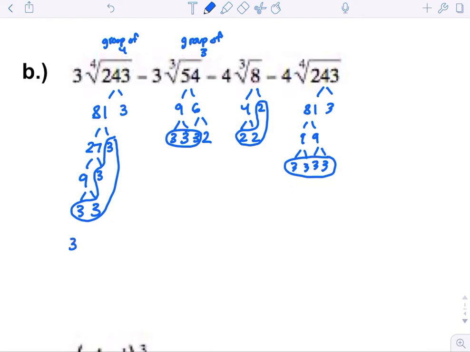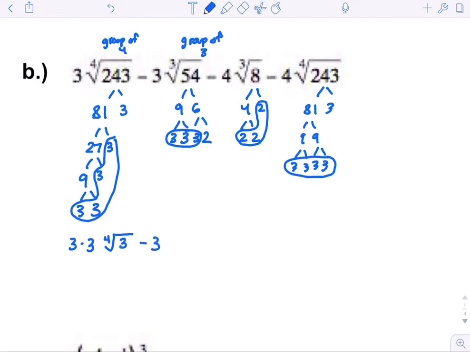This 3 comes from this outside 3. So since we found a group of 4 of 3's, just one, we just write 1, 3. And then remember, it's still a 4th root. Any leftovers? Yes, we have a leftover right there. So leftover of 3.